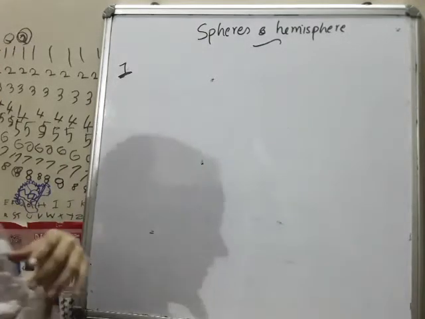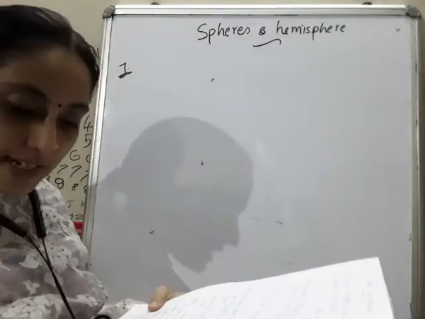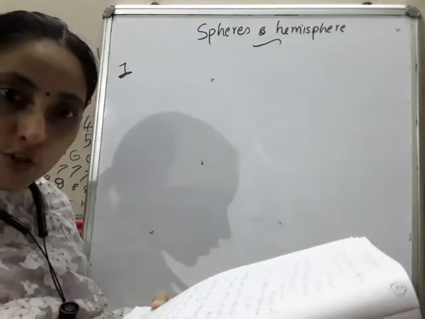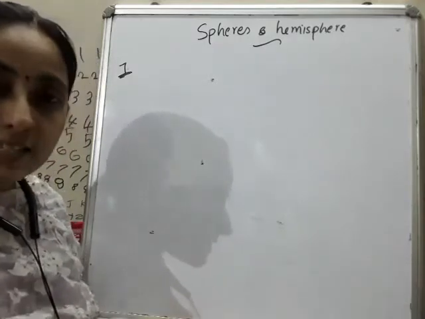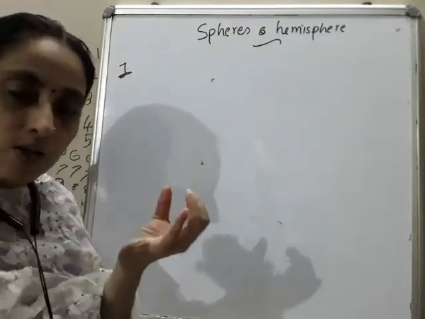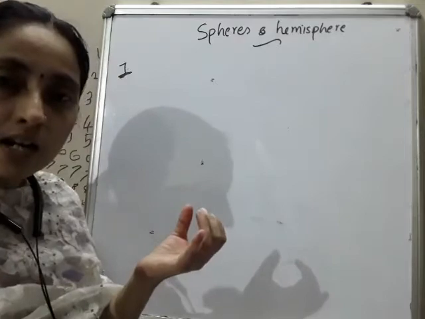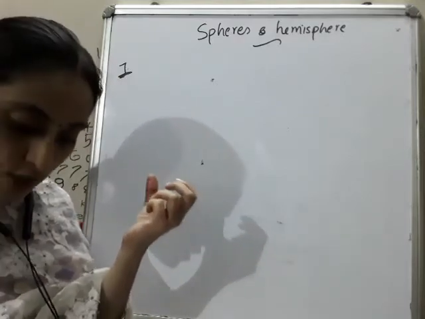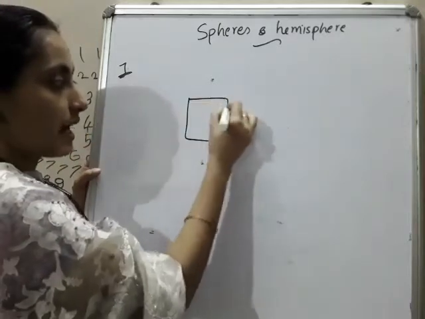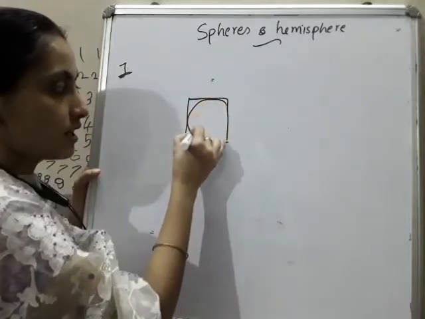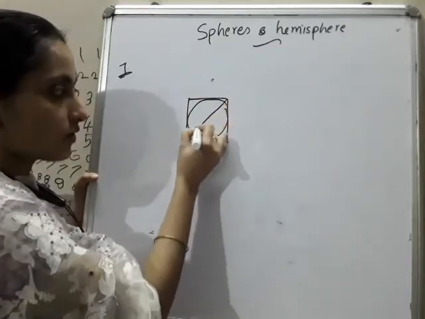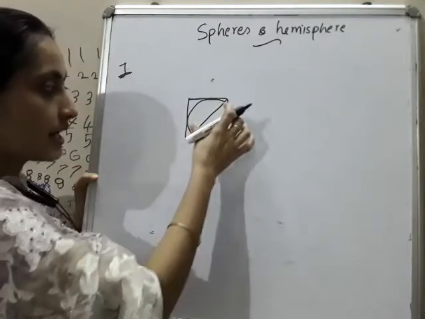Then we will move to the last question of this section, that is: find the volume and surface area of the largest sphere carved out of a cube of 7 centimeter. One concept you have to find, sphere. We have to form the largest sphere that can be carved from a cube. So one cube will be there, and inside the cube, one sphere will be carved out.